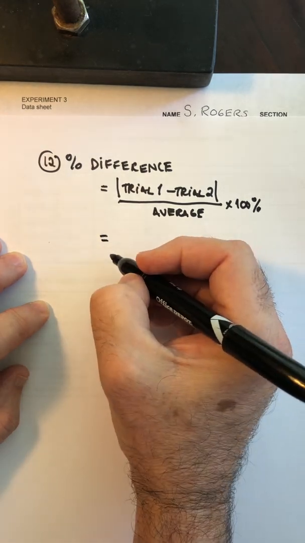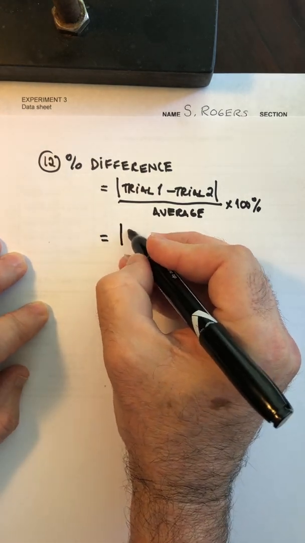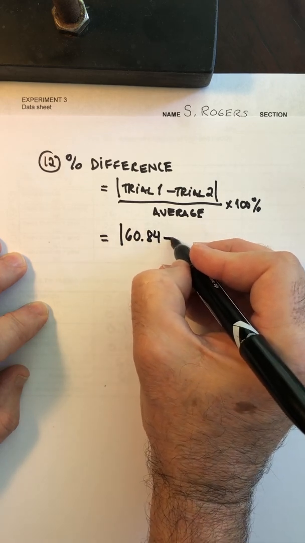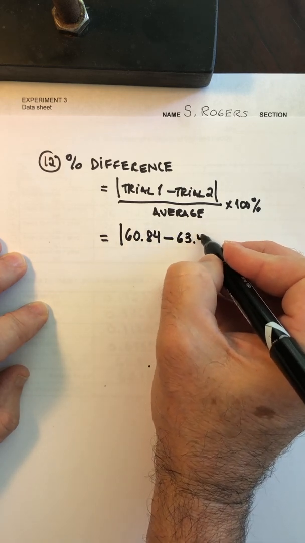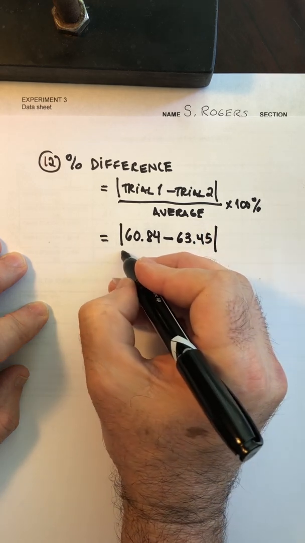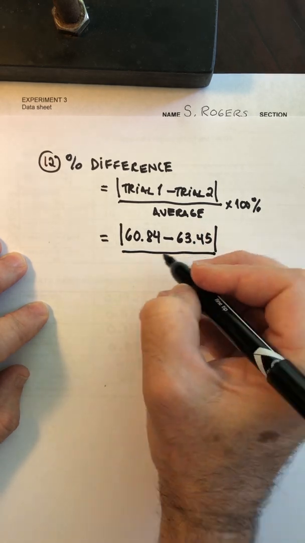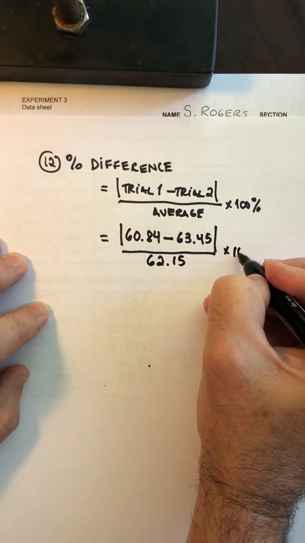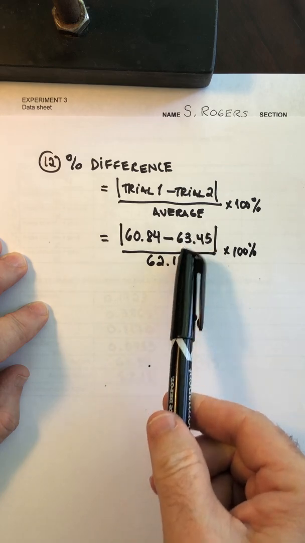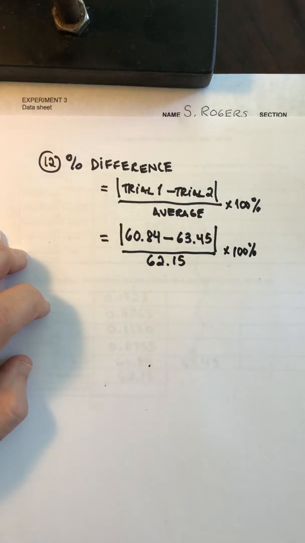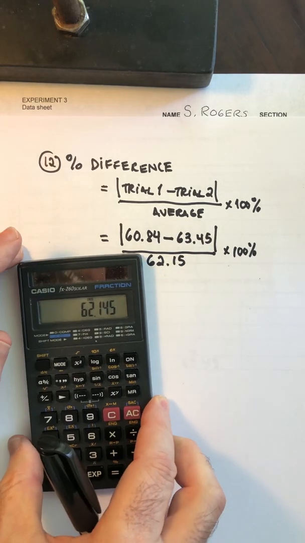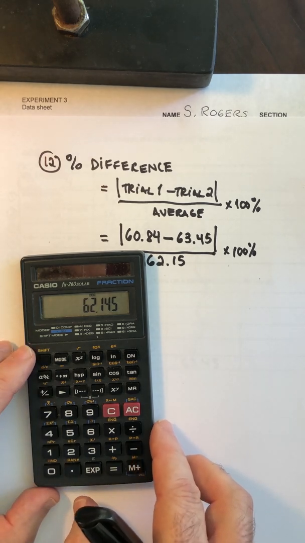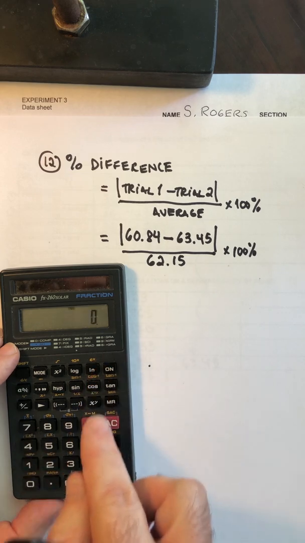So our values were absolute value of 60.84 minus 63.45. Our average we found was 62.15. All of that times 100%. Notice that these are percentages. This is a percent also. So let's go ahead and remember how we do sig figs in this case, right? So let's go ahead and do that.